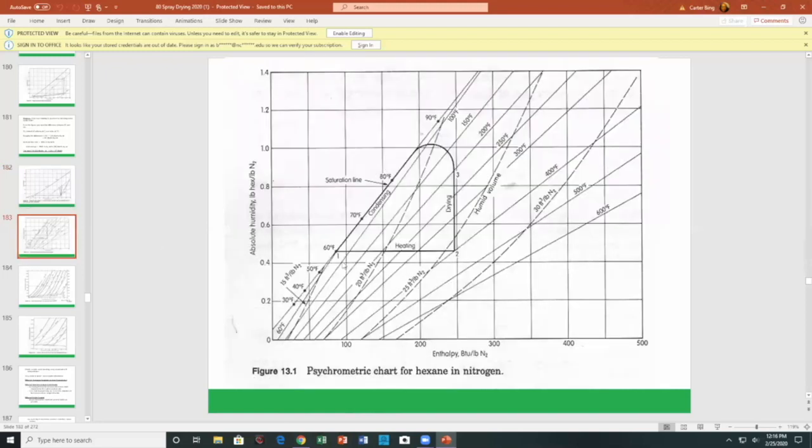Okay, now these are psychrometric charts, right? So if I have any interaction between, say, a hydrocarbon and another gas, I would have a psychrometric chart for that.